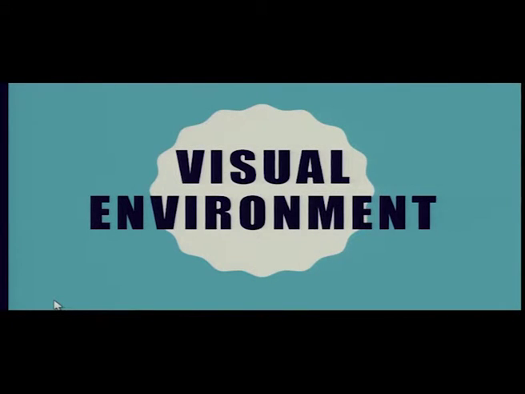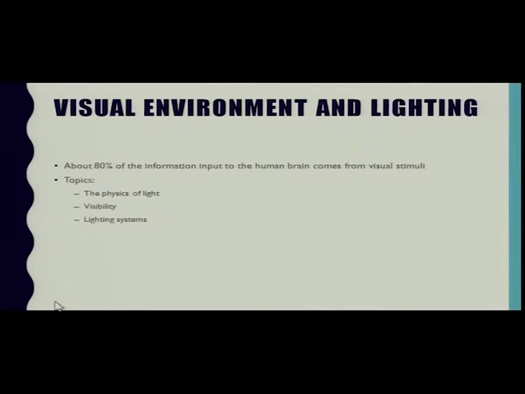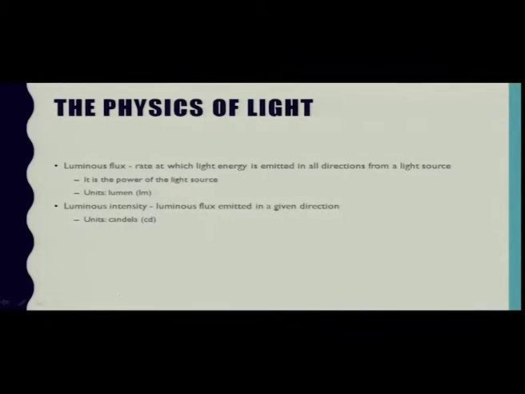So the visual environment: it is a very clear fact that about 80% of the information input to the human brain comes from visual stimuli. In that context we discussed the physics of light, and as a summary, here is the information that we gathered in the previous lecture.